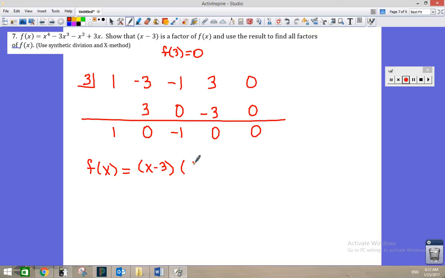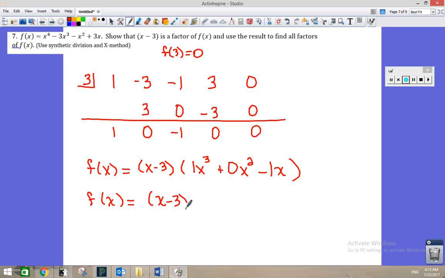So this is 1x cubed, and then 0x squared minus 1x, and then the rest is just, the 3, 2, 1, 0 in the remainder. So there's no constant, there's no remainder. So it wants us to factor it completely. We see here, let's write it without the 0.